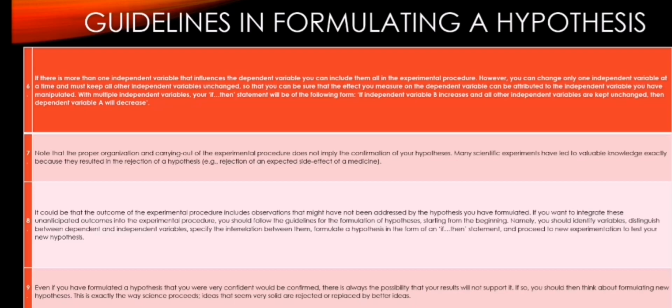If you want to integrate these anticipated outcomes into the experimental procedure, you should follow the guidelines for the formulation of hypotheses, starting from the beginning. Namely, you should identify variables, distinguish between dependent and independent variables, specify the interrelation between them, formulate a hypothesis in the form of an if-then statement, and then proceed to the new experimentation to test your new hypothesis.